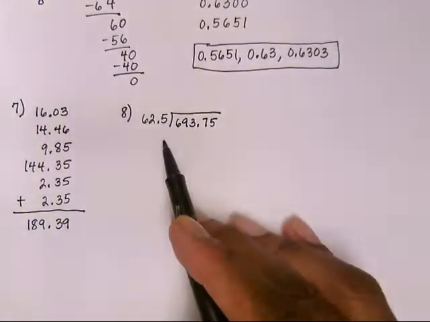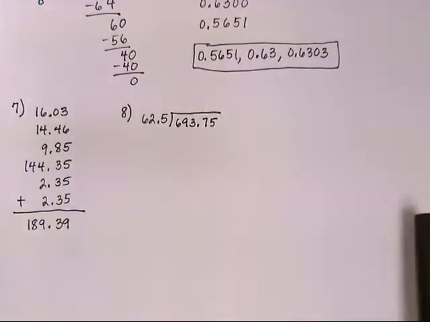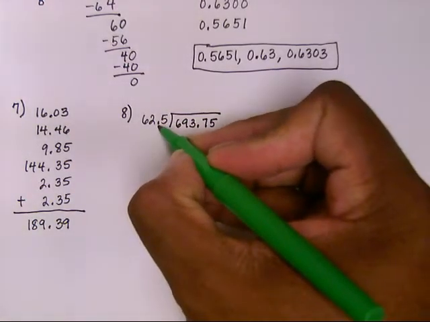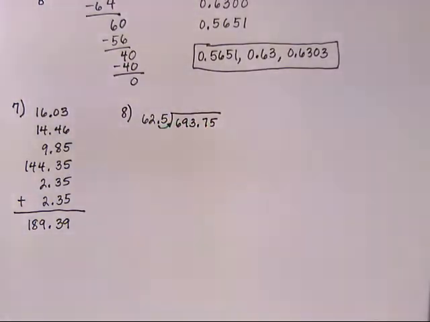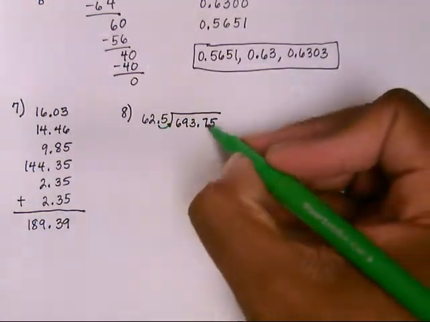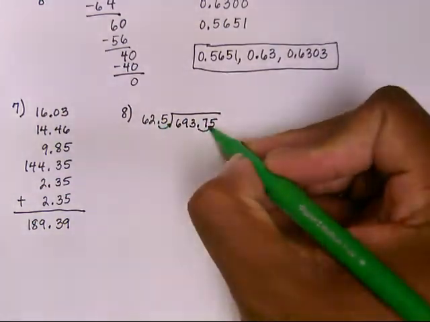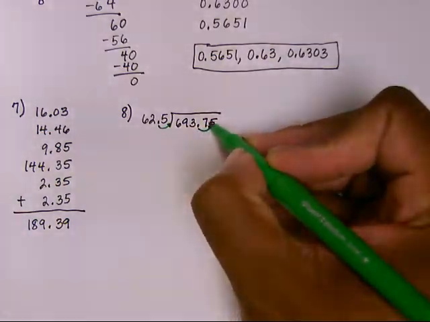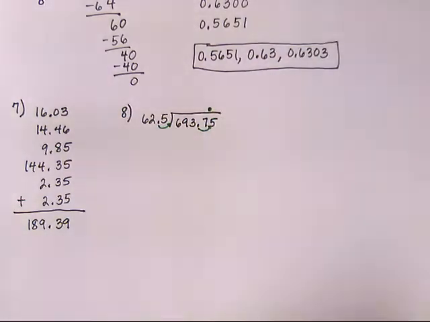Now notice I want to make this divisor a whole number, so to do that I need to move the decimal point one place to the right, like this. Now if I move the decimal point one place to the right in the divisor, I have to do the same thing. Move the decimal point one place to the right. So the decimal point will be behind the 7, and I'll bring this decimal point straight up in the quotient. And now we'll go ahead and divide.